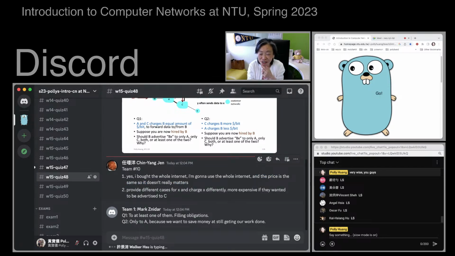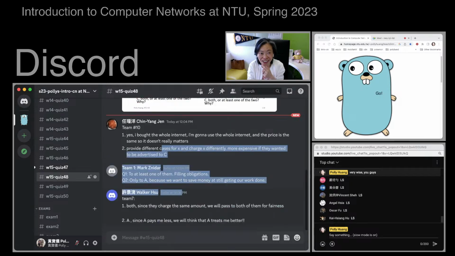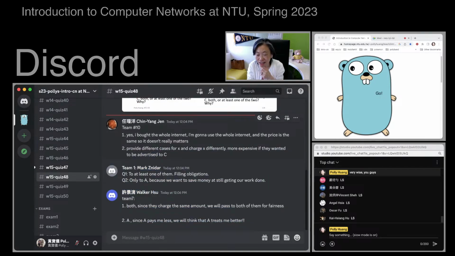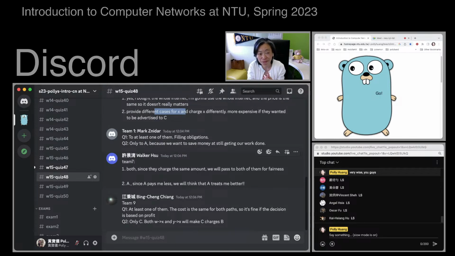okay, this is very, very business thinking. How about changing the charge to X such that if the traffic goes through A, it's lower. If the traffic goes through C, it's higher. Much like how A or C is charging B.